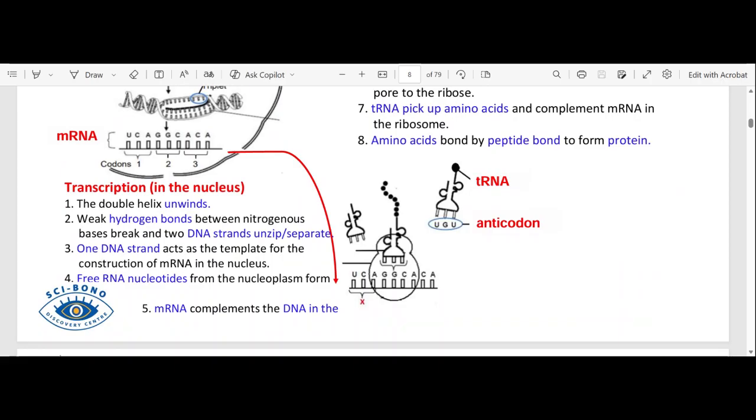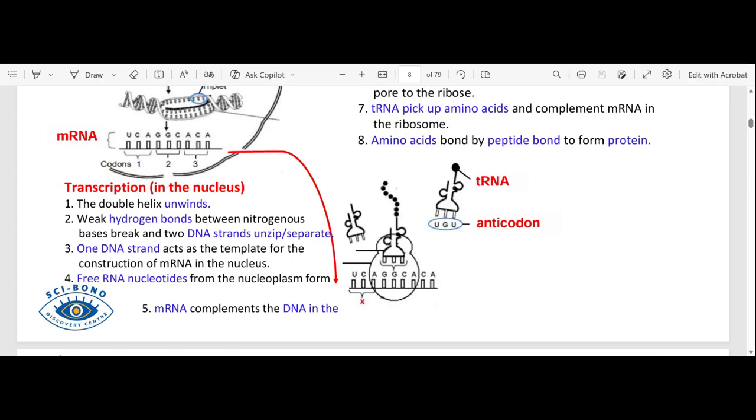Let's go to the fourth point. Let me start from the third point so that I don't confuse you. One DNA strand acts as a template to construct a new mRNA strand in the nucleus, attaching to free RNA nucleotides in the nucleoplasm. Does that make sense?